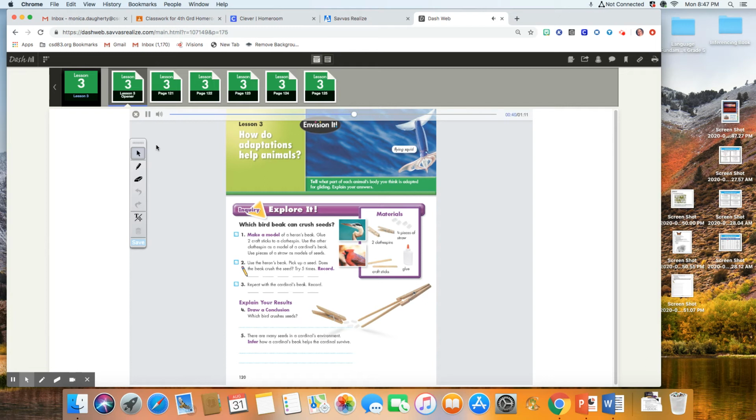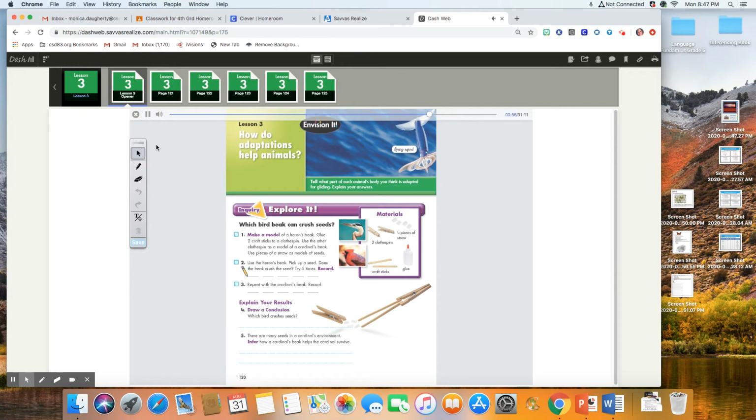2. Use the heron's beak. Pick up a seed. Does the beak crush the seed? Try 5 times. Record. 3. Repeat with the cardinal's beak. Record. Explain your results.